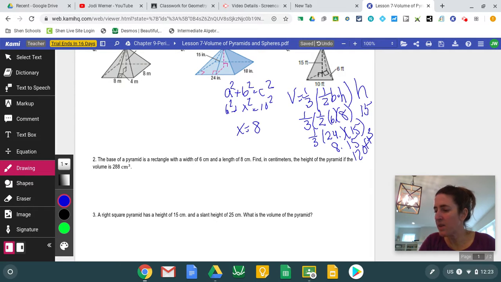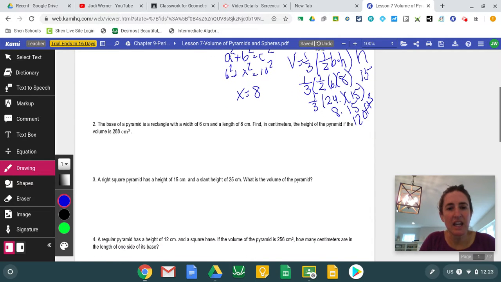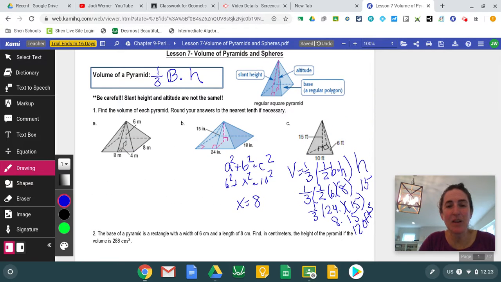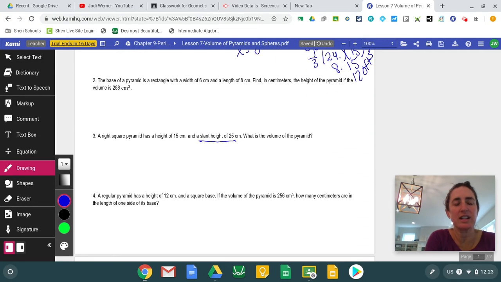Let's see. One that's really tricky is right here. Number 3. It says a right square pyramid has a height of 15 centimeters and a slant height of 25. Now, a slant height, if you look up in this first picture here, is the height that's on the actual face. We need the altitude or the real height of the shape. So we're going to have to do some work to get that.